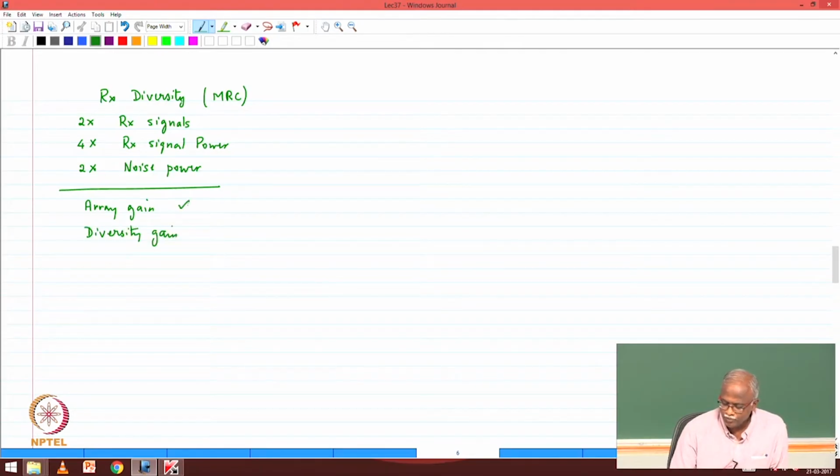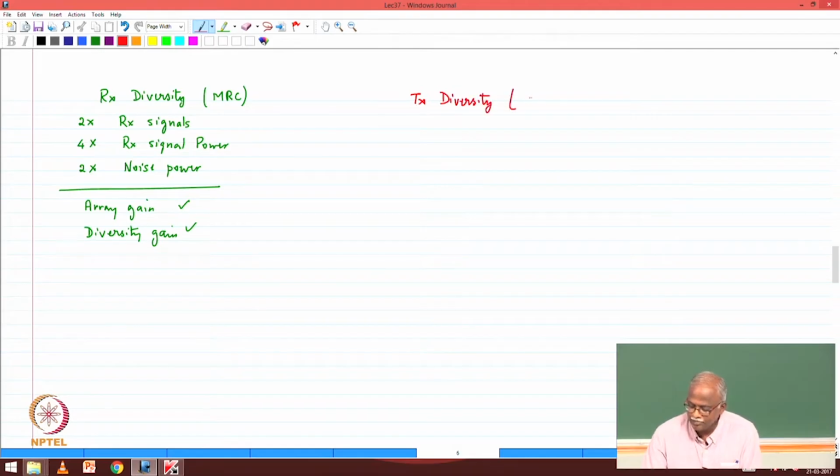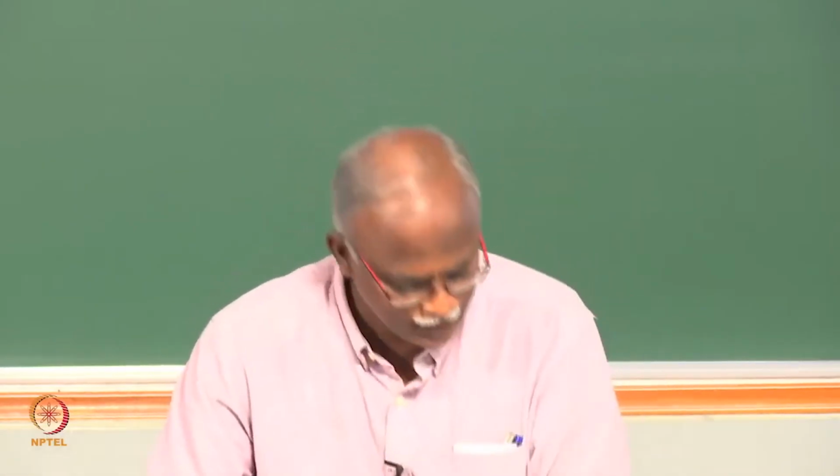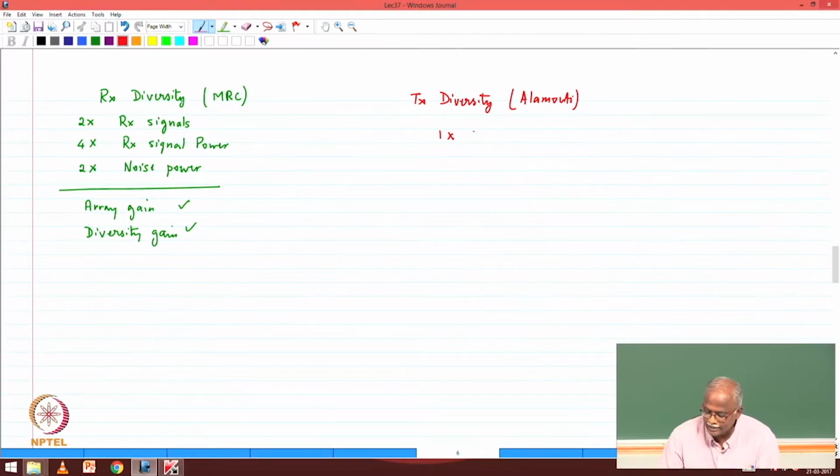Diversity gain. Okay, so both are present. Now, on the other hand, if I had a transmit diversity scheme such as Alamuti, what is the total received power that I have? 1, because I have a 1 over root 2, which is a scale factor. When I look at it in terms of power, it's half on each antenna. So I get 1x times the Rx power.